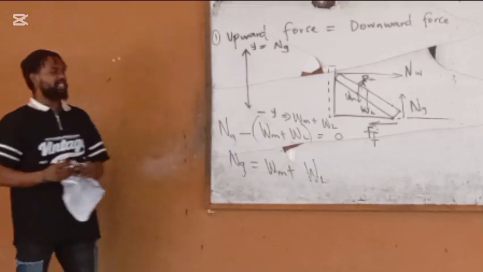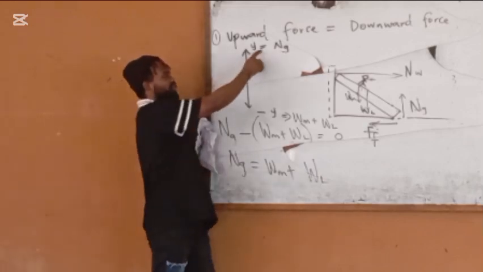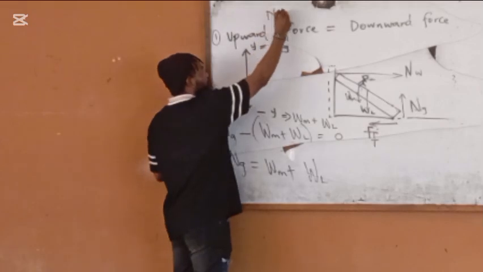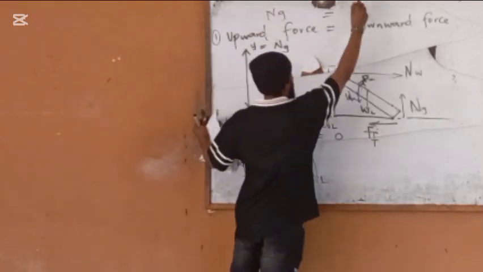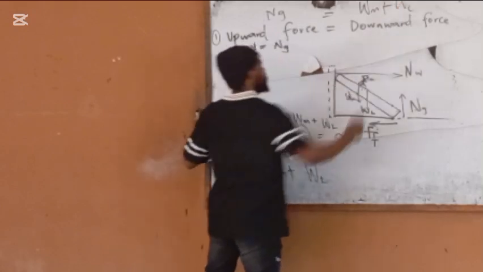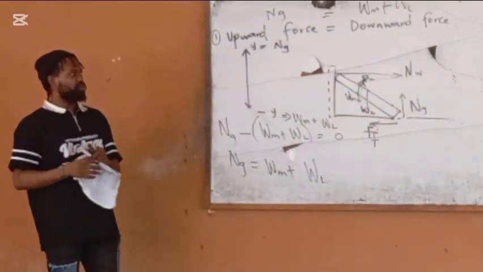Another way to do it is simple. By the time you've got this, you can say that upward force must be equal to downward force. You just say Ng for upward equals downward, which is Wm plus Wl. So it's the same thing. You need to know that.